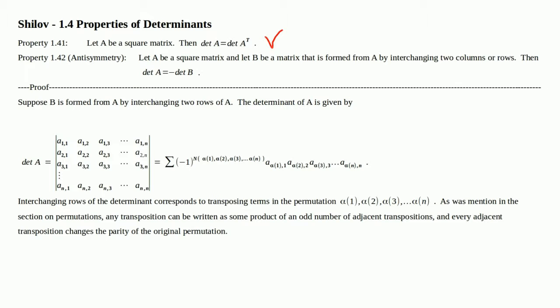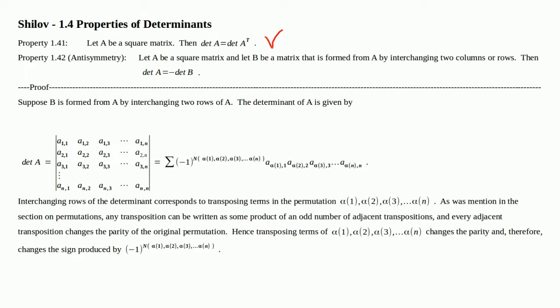Okay, so switching rows transposes terms in the permutation, which then in turn changes the parity of the permutation, is the gist. Hence, transposing terms of alpha 1, alpha 2, and so on, changes the parity, as I said, and therefore changes the sign produced by negative 1 to that power, where n of alpha 1, alpha 2 through alpha n is the number of inversions. So we've changed the sign.